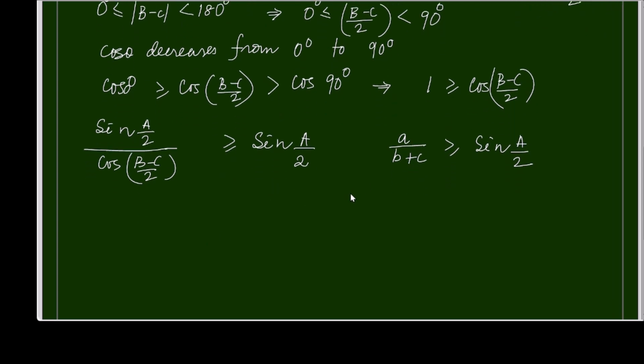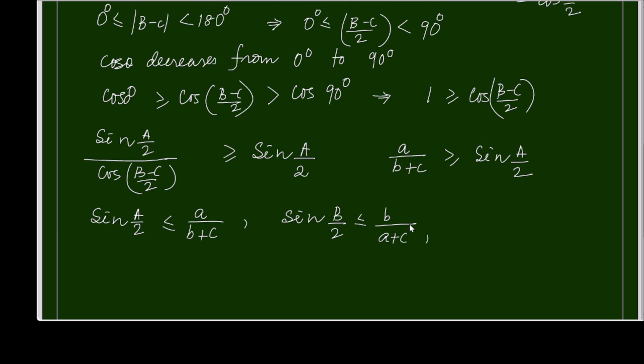This is also a part of the question. It can be a whole question also, to prove this. So sine A by 2, that is half A, is less than or equal to the ratio of A to B plus C. So by symmetry we can write this one: sine B by 2 is less than or equal to B by A plus C, and sine C by 2 is less than or equal to C by A plus B.